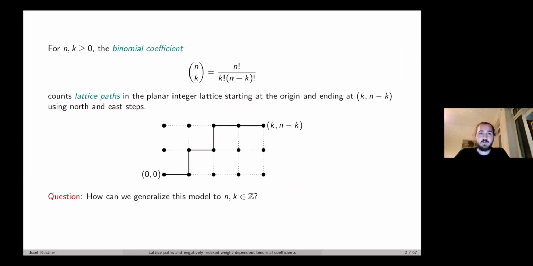Now the question that one could ask is, how can we generalize this model for n and k integers? So n and k are not restricted to be non-negative anymore. What is happening then?